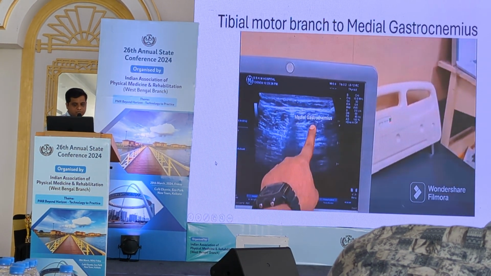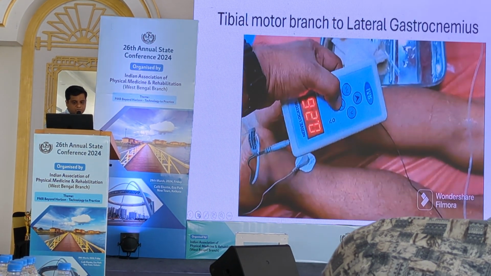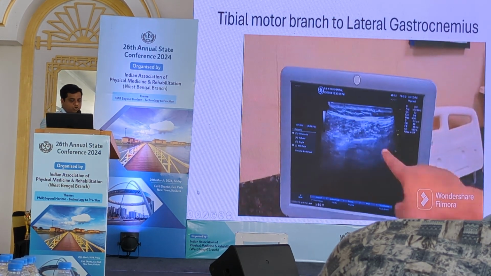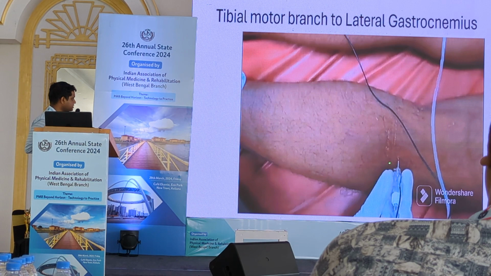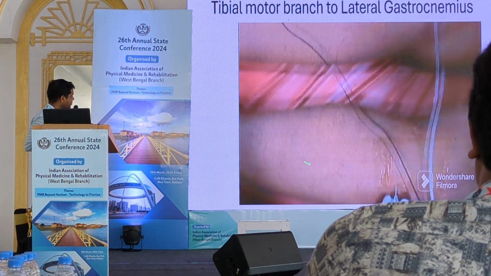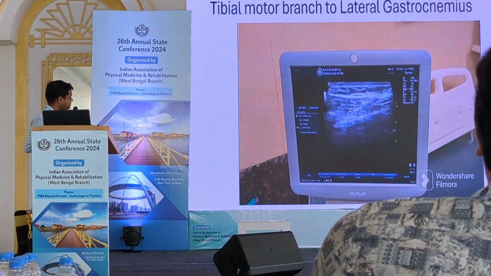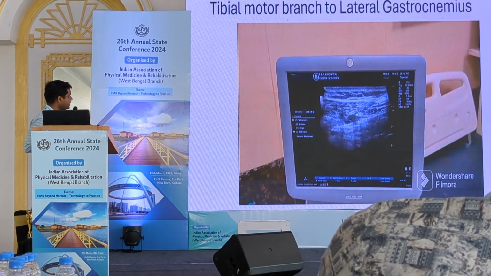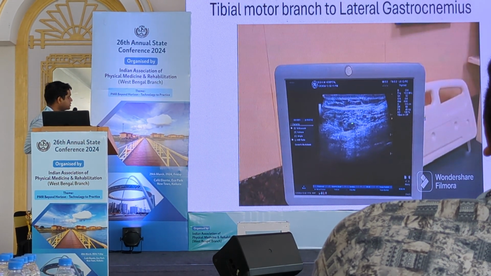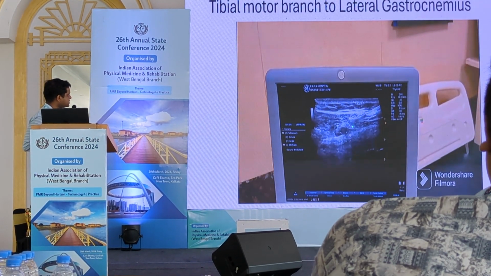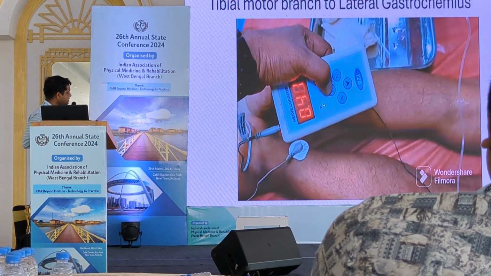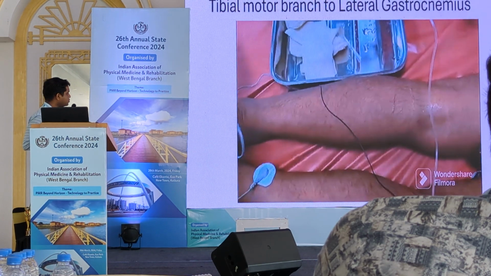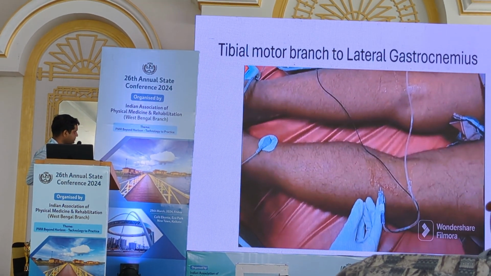Now we go for the tibial motor branch to lateral gastrocnemius. This is the lateral gastrocnemius and below is the soleus. The soleus is not moving. Beautiful movement of the lateral gastrocnemius. So we inject the local anesthetic and the movement stops. So we have effectively blocked this selective motor branch to lateral gastrocnemius. We increase the current and see there is still no movement. So this is a good neurolysis.